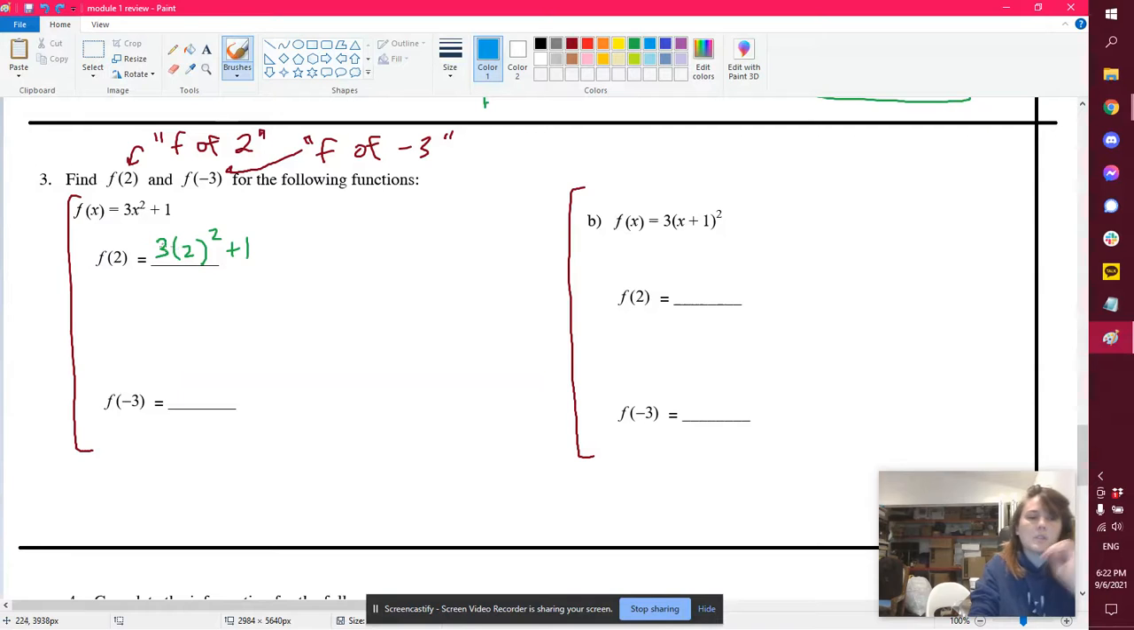Whenever we're looking here, this 3 times 2 squared plus 1, the 3 times, that's multiplication. 2 squared is an exponent, and then plus 1 is addition.